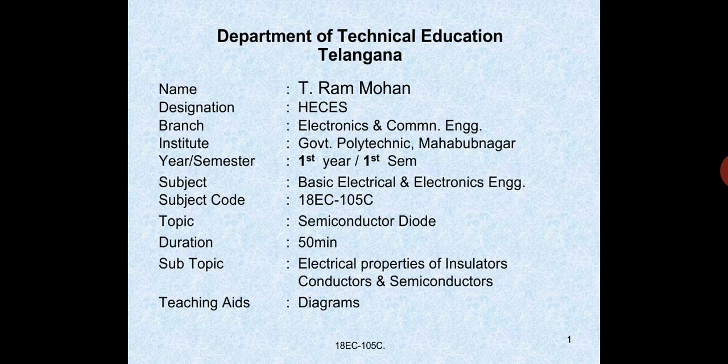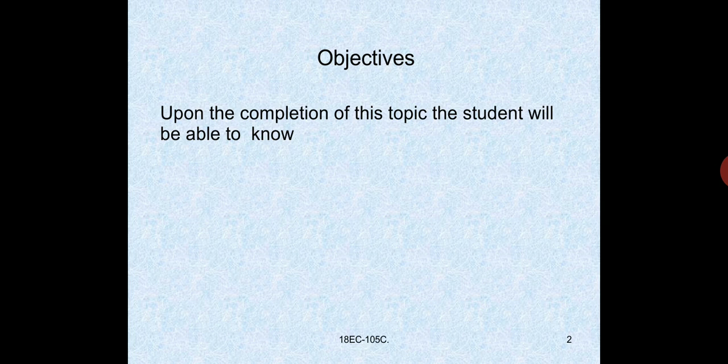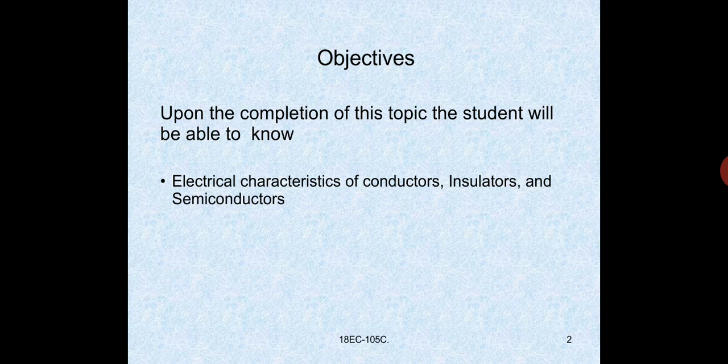The topic is semiconductor diodes. The subtopic is the electrical properties of the insulators, conductors, and semiconductors. The objectives of this particular lesson here is the electrical characteristics of the conductors, insulators, and the semiconductors. Then we'll also understand which materials behave as the conductor or an insulator or a semiconductor.